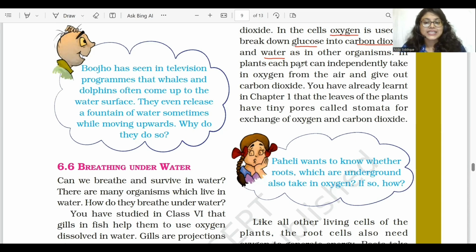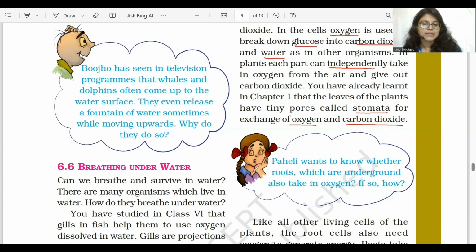Now, in plants, each part can independently take in oxygen from the air and give out carbon dioxide. Okay, all the parts of the plant can independently take oxygen and respire. You have already learned in chapter 1 that the leaves of the plants have tiny pores. Remember, what are they called? They are called stomata. And they are specifically used for the exchange of oxygen and carbon dioxide.